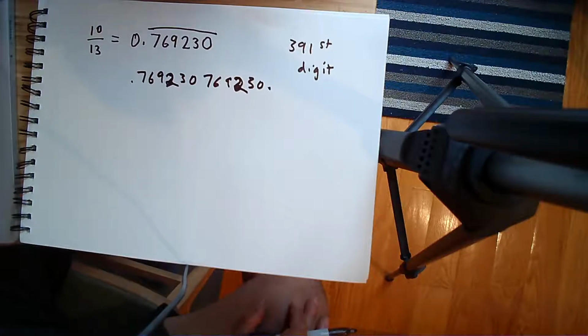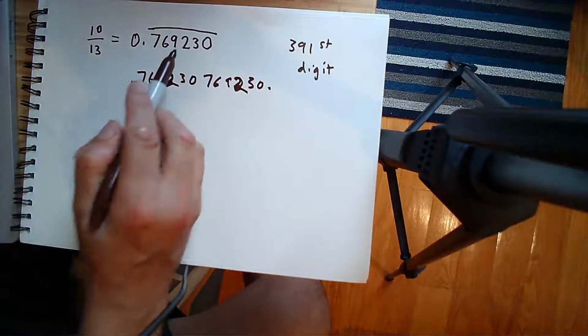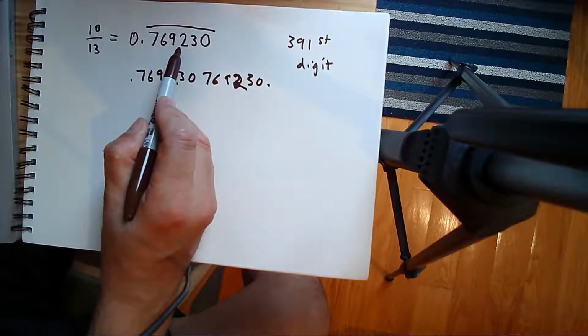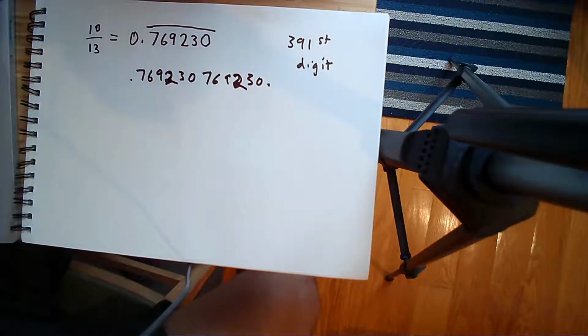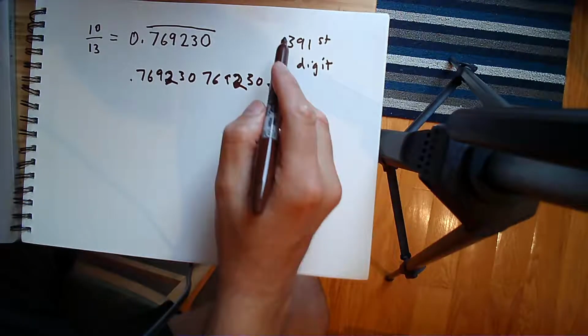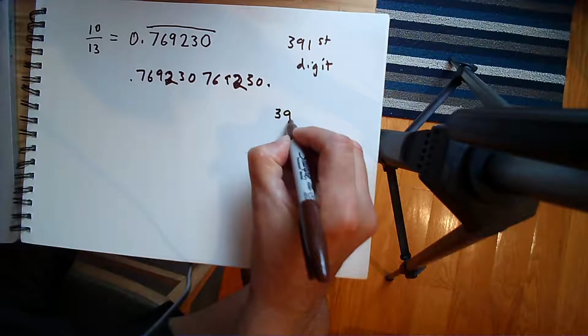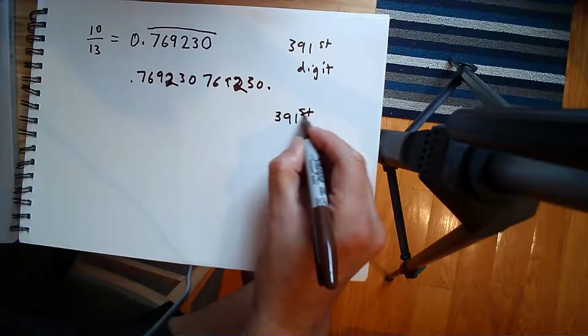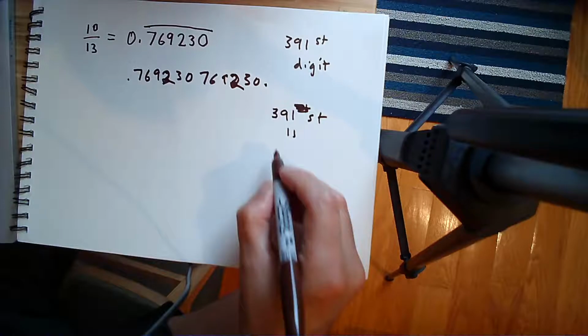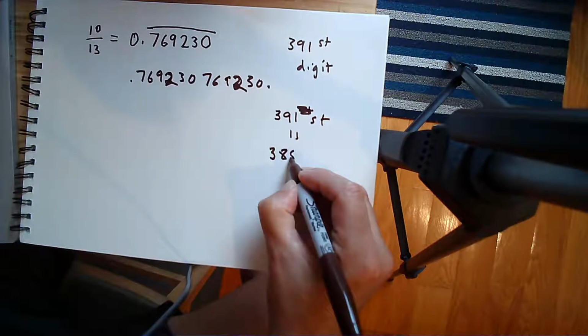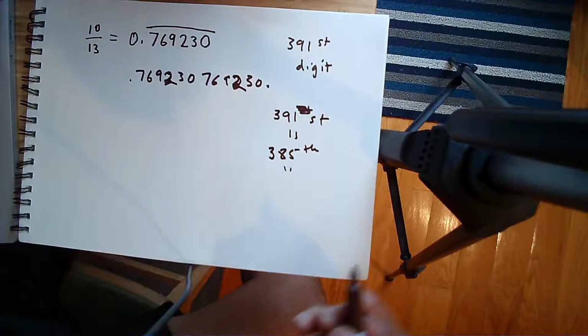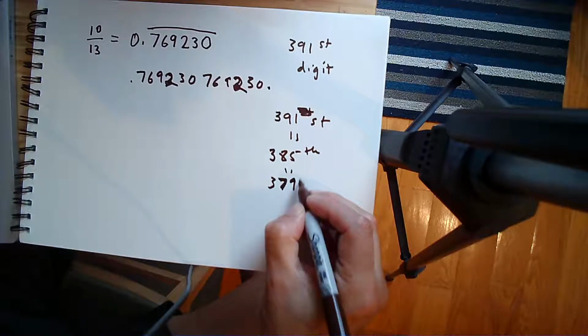So what's the other option here? Well, the other option is to note that this pattern repeats every 6 digits. See if I've got that right? Yes, every 6 digits. So, for instance, the 391st digit is going to be the same as the 385th digit, right? Which is the same as what? The 379th digit, just taking 6 down.